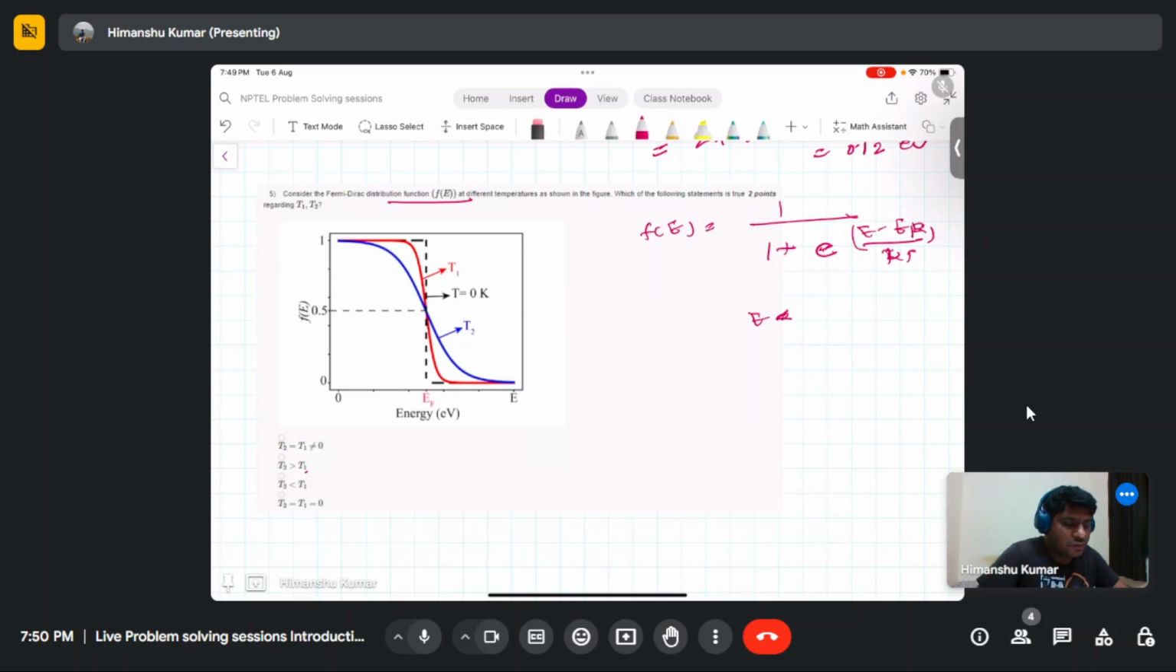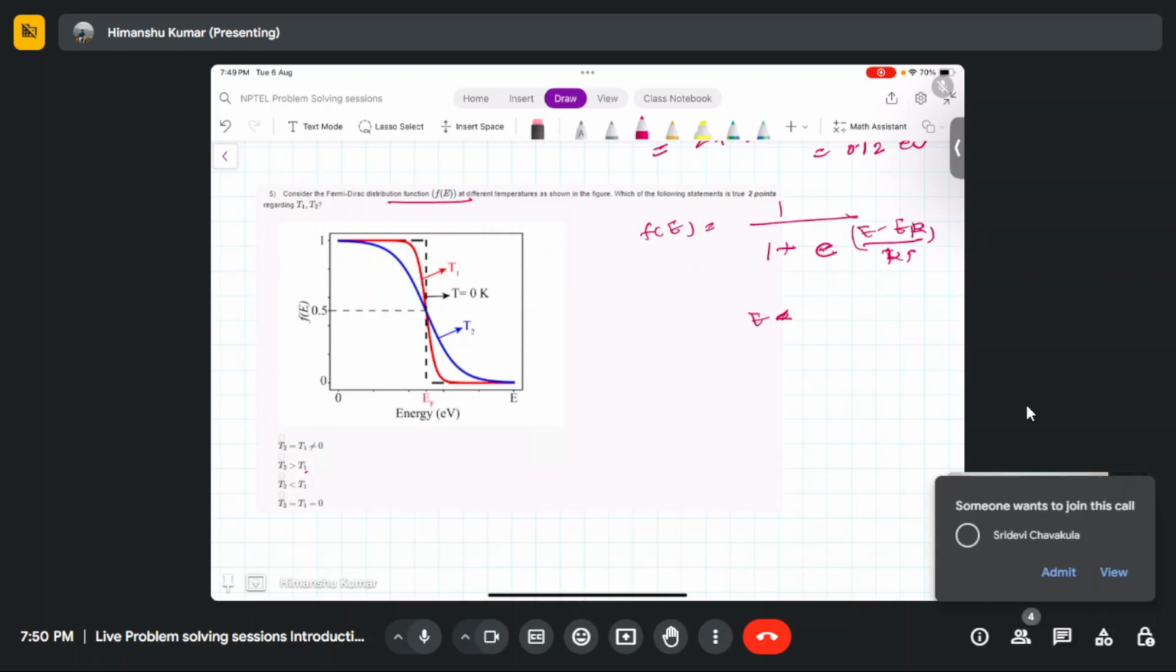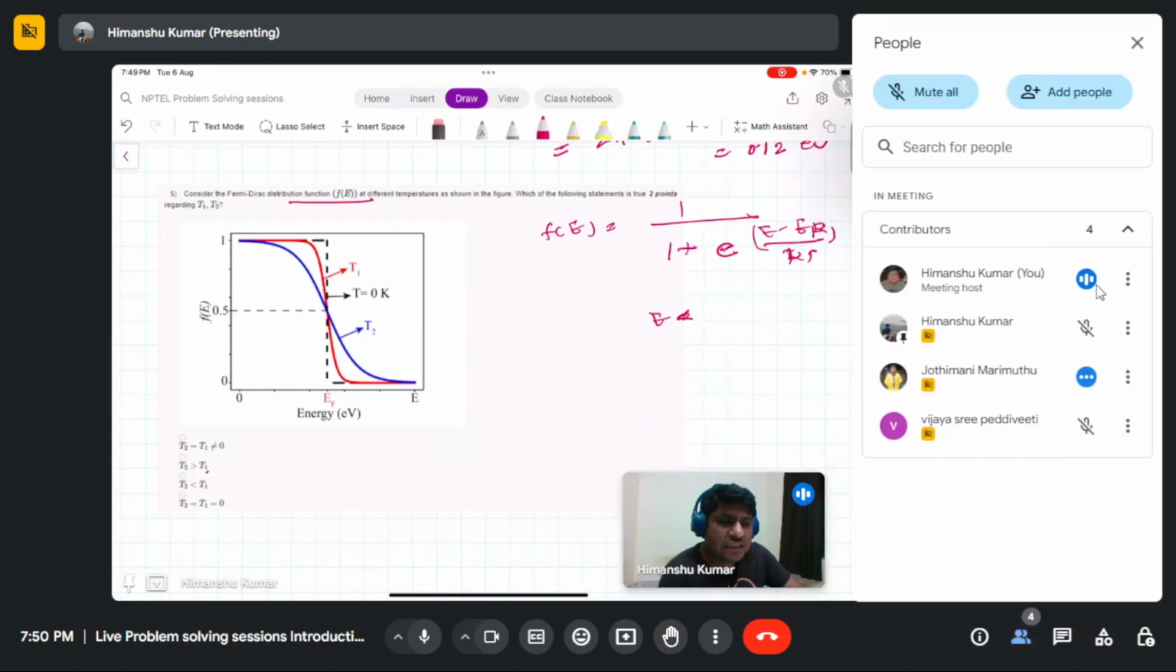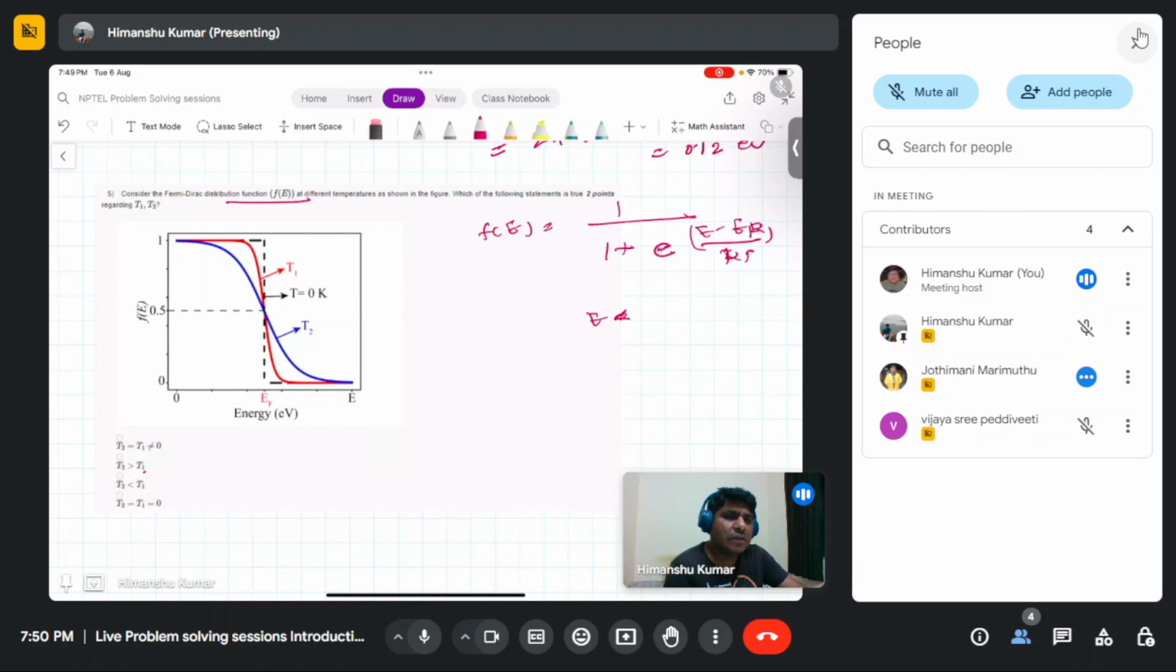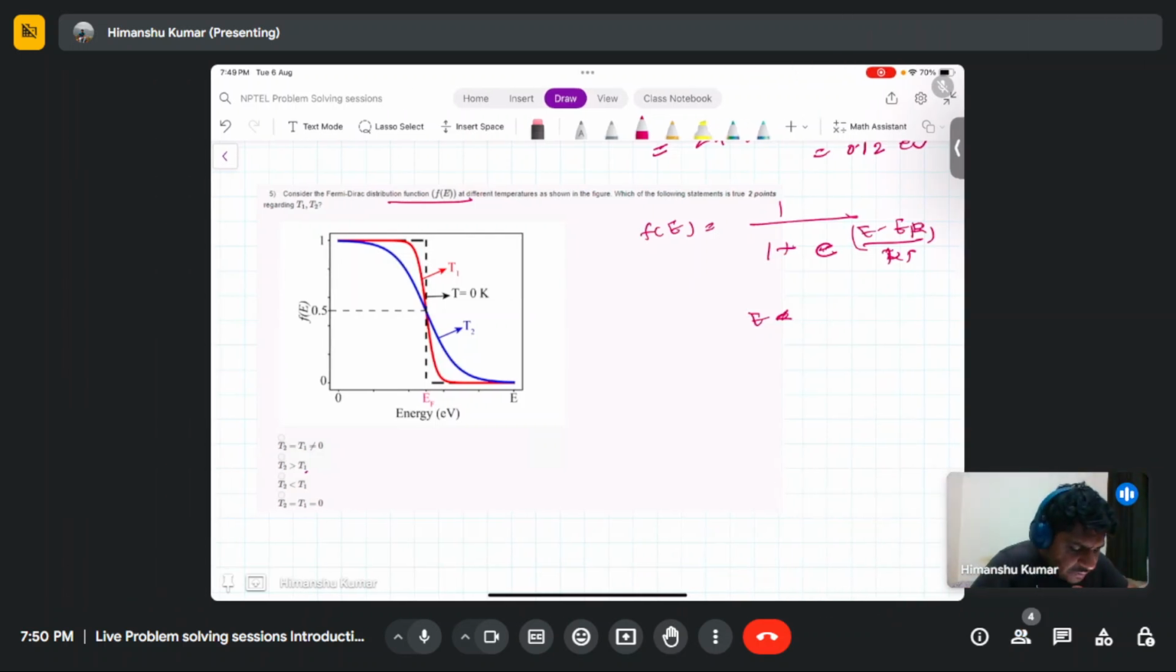For E equal to EF, this exponential term is 0, the exponential of this becomes 1, and f of E becomes 0.5. So this is the 0.5 value. For E less than EF, this term is negative, so the denominator becomes smaller, and f of E becomes larger compared to the EF value. So this will increase. That's why this form is coming.